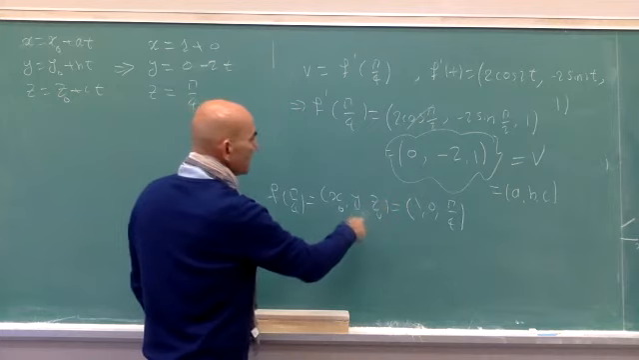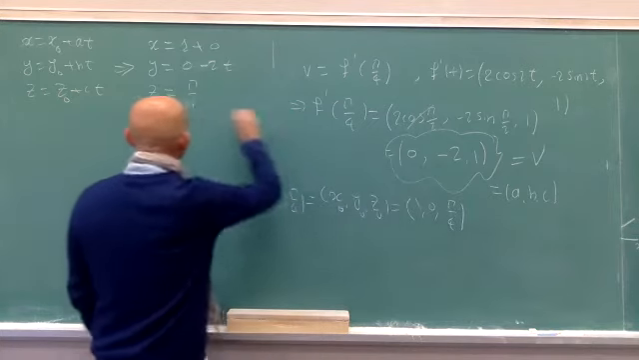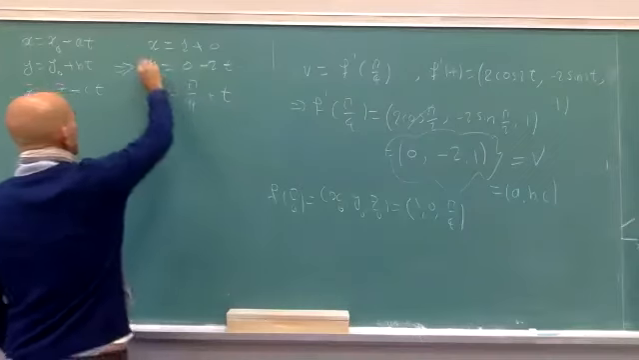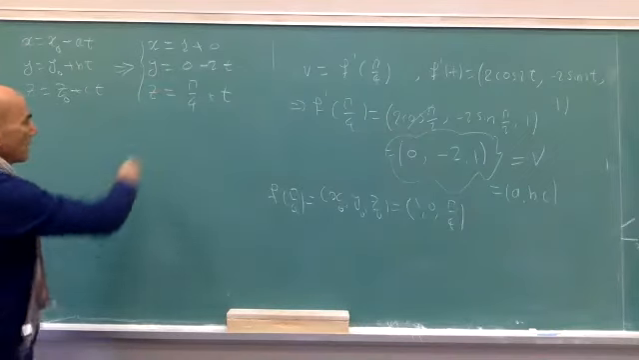Plus ct. C is 1 plus t. Okay, so that's good. That's the equation of the line, of the tangent line.